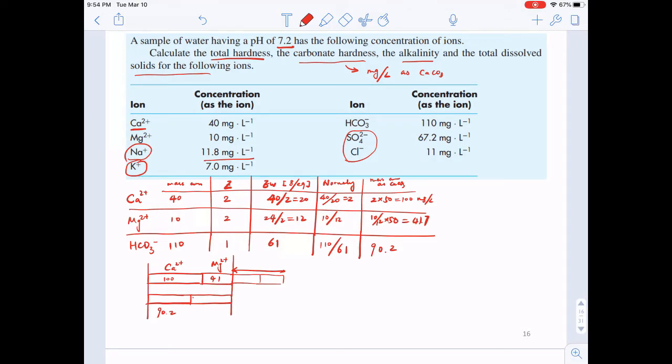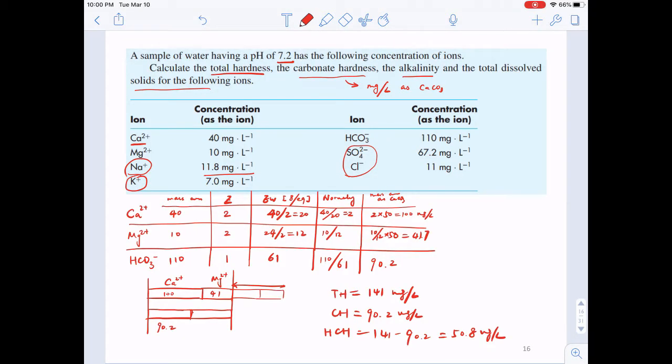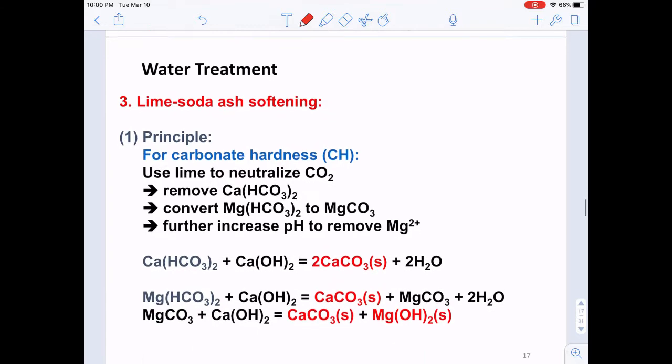So based on this relationship, you can find out that the total hardness should be equal to 141 milligram per liter, right? And then the carbonate hardness is just the hardness contributed by the bicarbonate ion, which is 90.2 milligram per liter, right? And the non-carbonate hardness is just equal to 141 minus 90.2, which is around 50.8. Okay, so this is an example of how we can calculate the carbonate hardness and non-carbonate hardness, right?